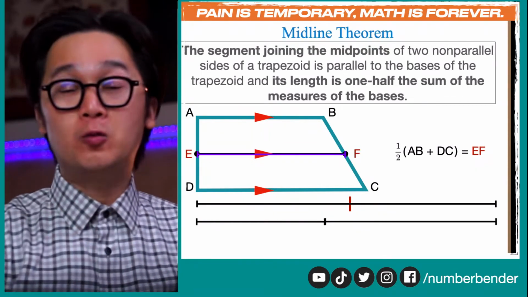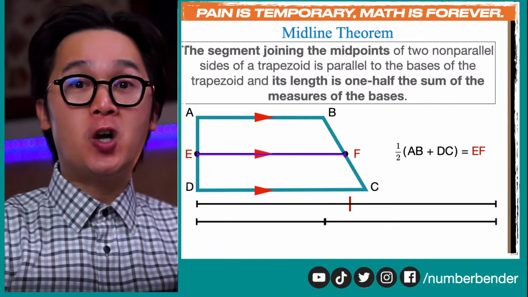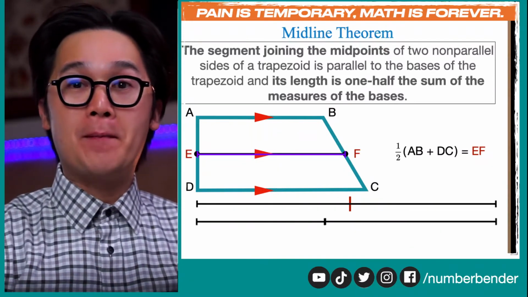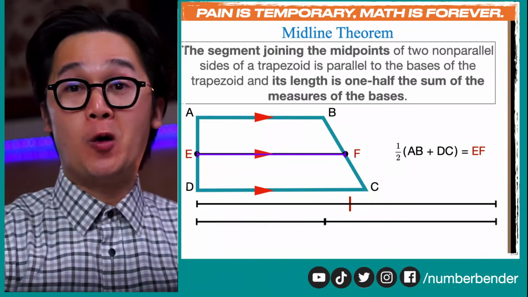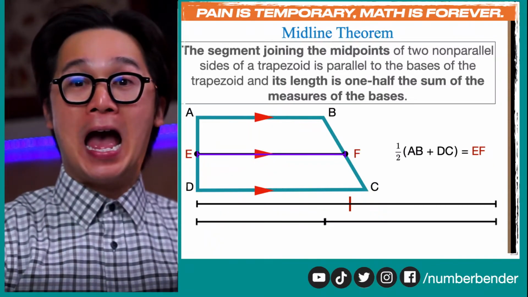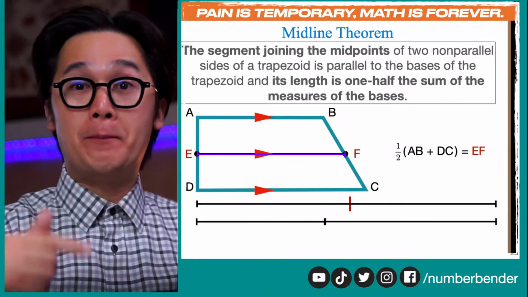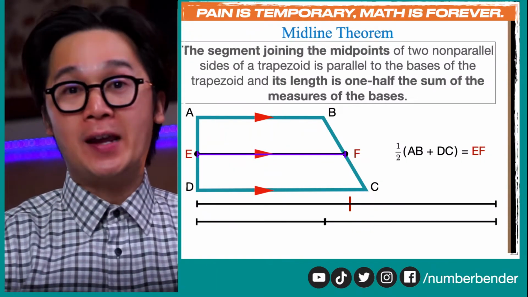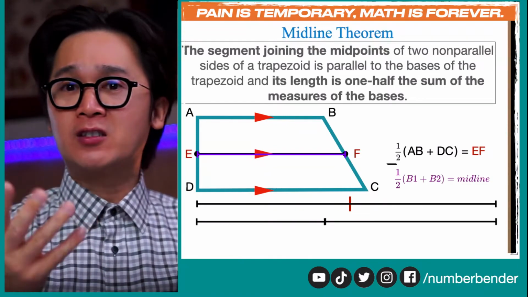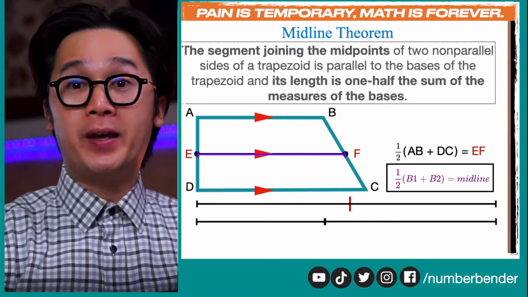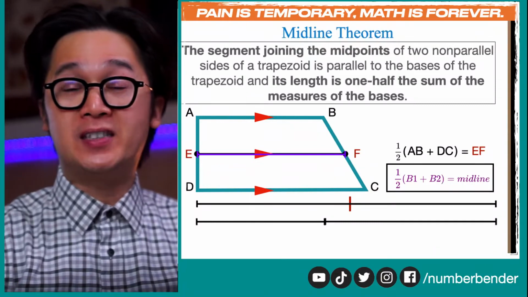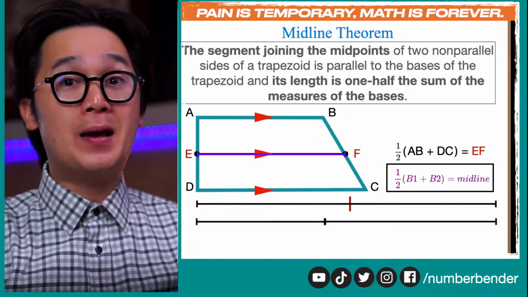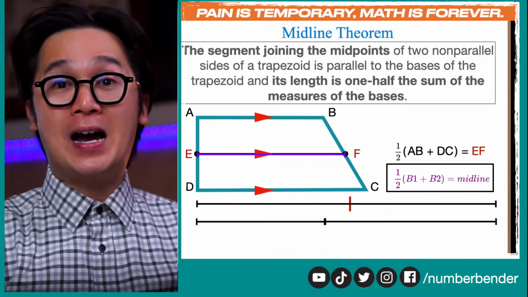So this is how we're able to formulate how to solve for the measurement of our mid-segment EF by using our trapezoid. So to find the measurement of EF, half of the sum of base 1 and base 2 will give the value of the mid-segment that we are looking for. So let's call it half of base 1 plus base 2 is equal to the midline or the mid-segment, and this will help us in answering problems involving the mid-segment or midline of our trapezoid.